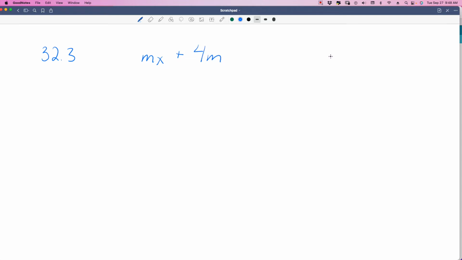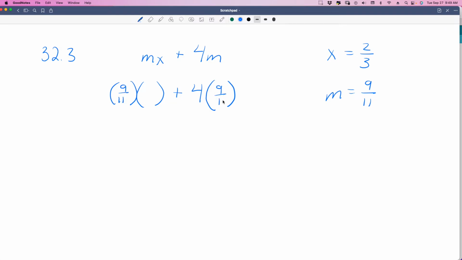All right, and in this one, x is equal to a fraction. It's 2/3. And m is equal to a fraction. It's 9/11. Okay, so we're going to put our buckets in. So we have a bucket for m and a bucket for x plus 4 times m. So my value for m is 9/11. So I have 9/11 here, and I have 9/11 here. And x is 2/3, and it goes here.